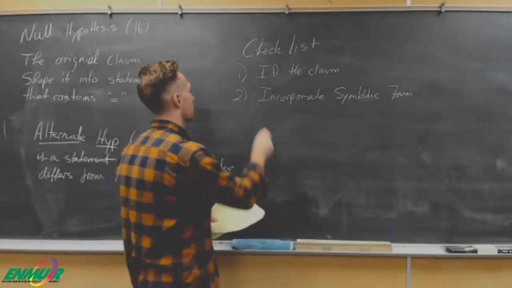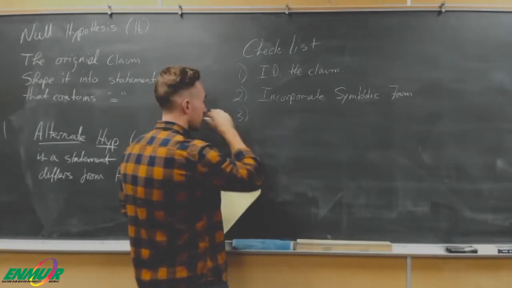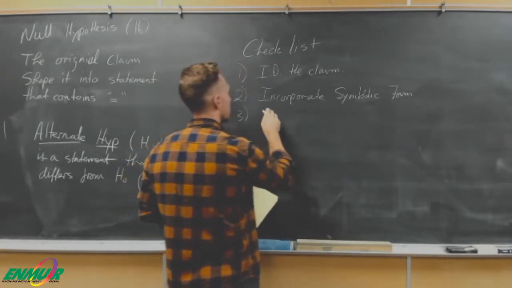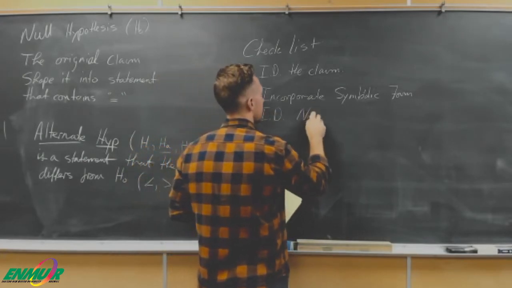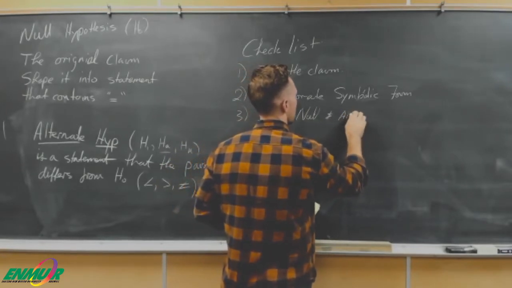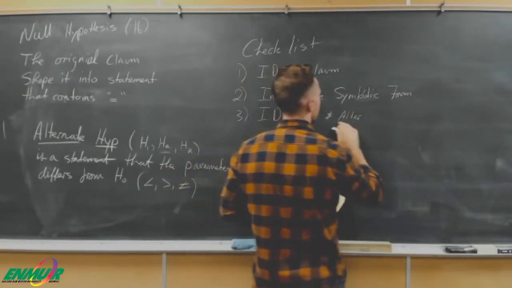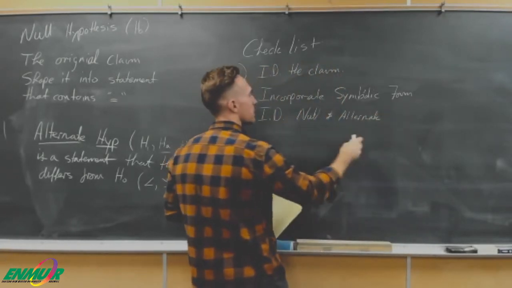Which one is which. Step 3, once I put the symbols in, I'm going to identify which one specifically is the null and which one is the alternate. That's going to be given by the symbology.